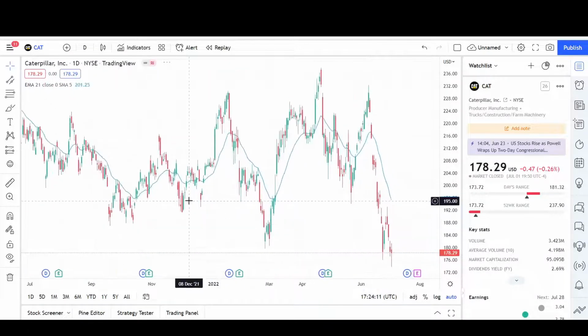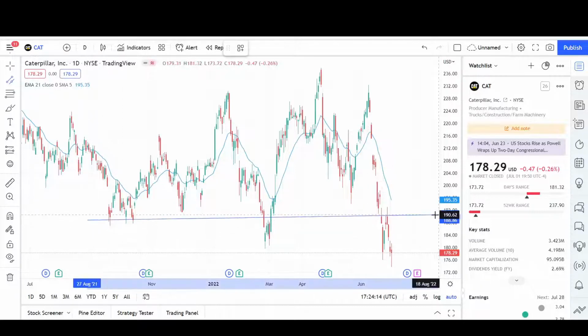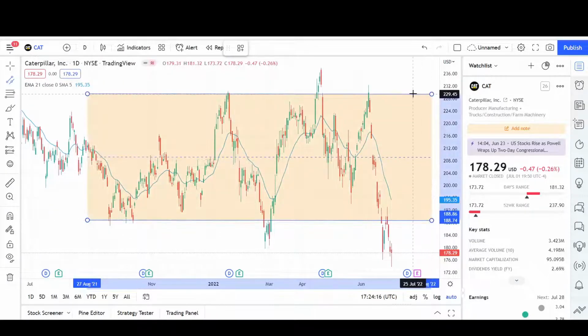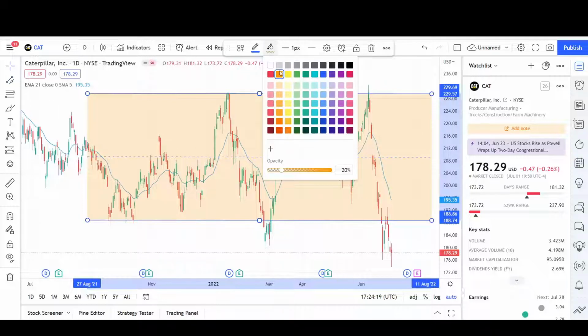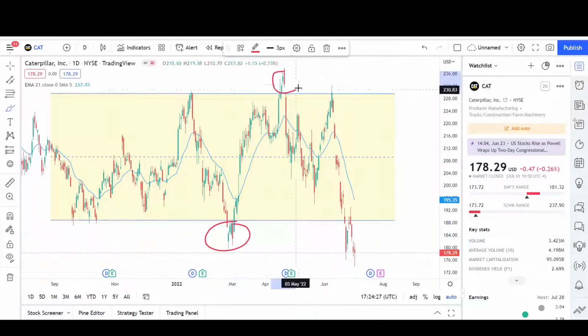Well, it looks like we were going sideways for the most part since September, so I can put a range on here. And this is definitely the range that price action was respecting. You can see that we got a lot of bounces from the top side and a lot of bounces from the bottom side. There was a breakout on the bottom side, which eventually led to a breakout on the top side. And then it failed and we came back inside the range. And then we started trending lower.